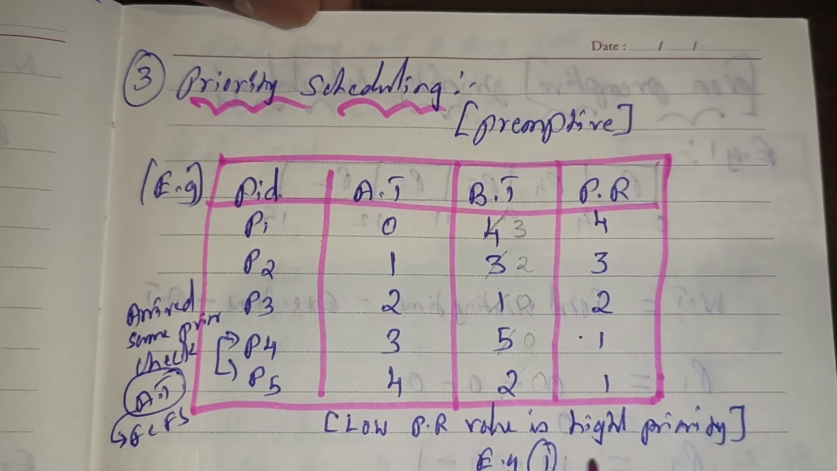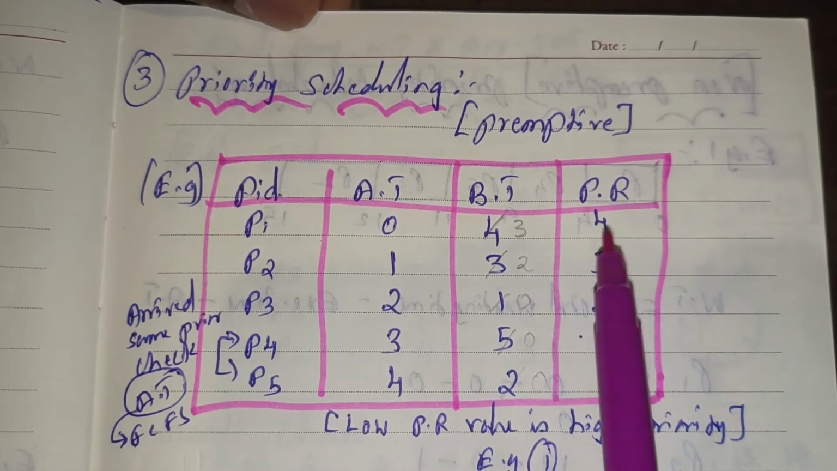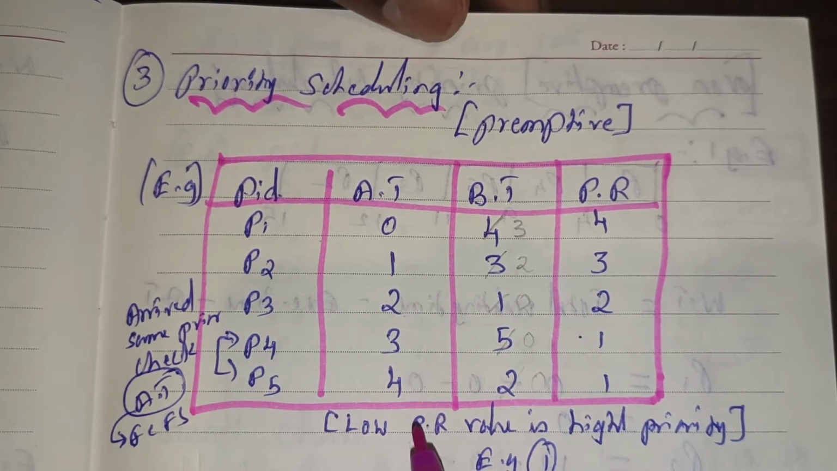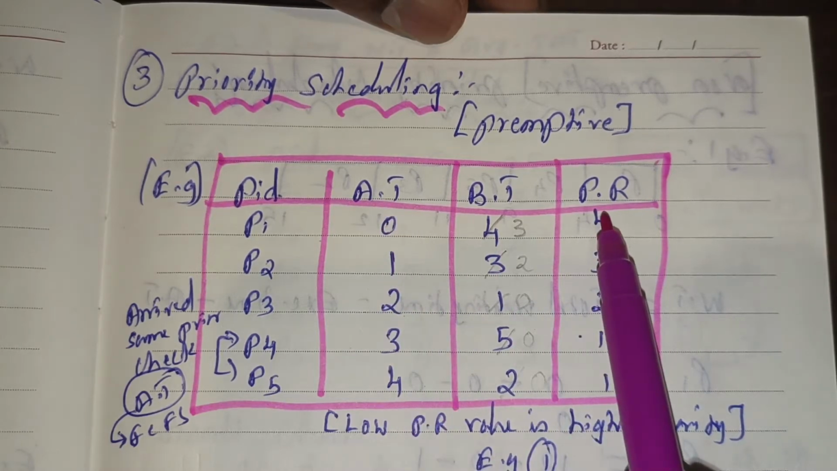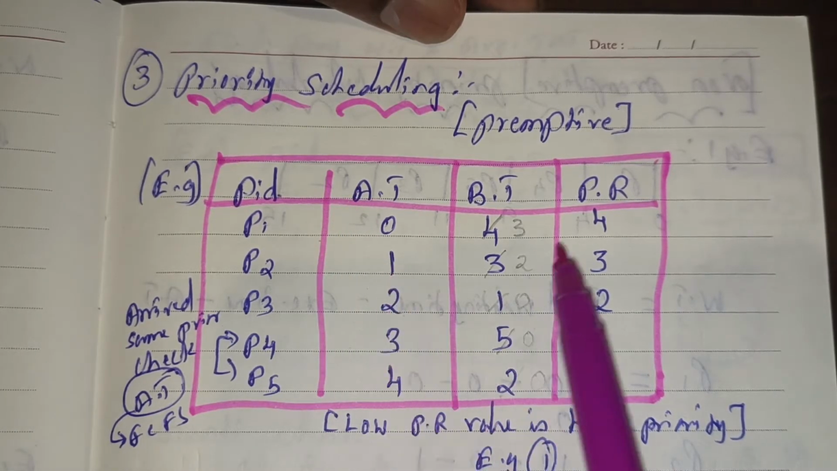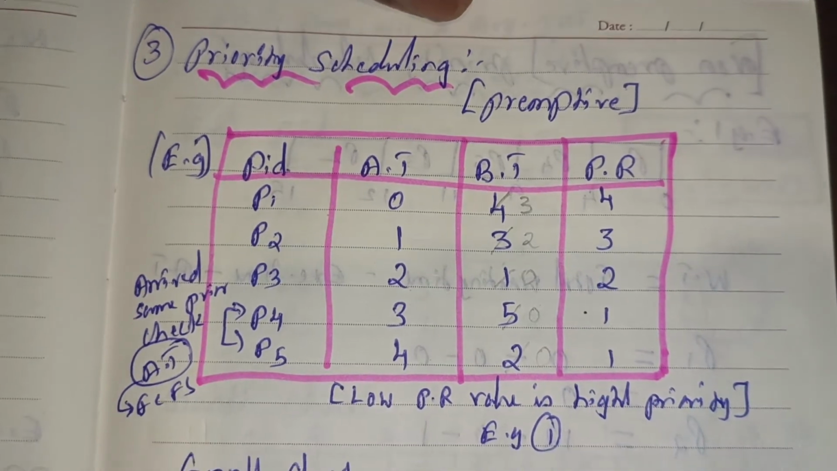Now this example covers the process ID, arrival time, burst time, and priority. PR stands for priority. How does priority scheduling work? Whenever a process takes the CPU, it will be comparing the arrival time and the priority, not the burst time, right? So the priority will be given to the process to execute based on the priority which is assigned already for each and every process.